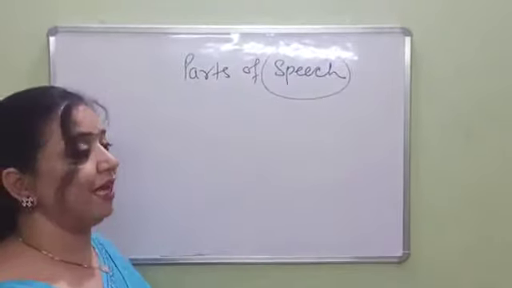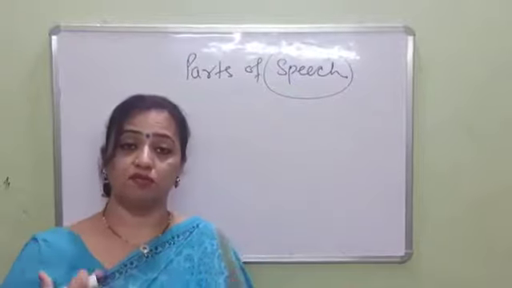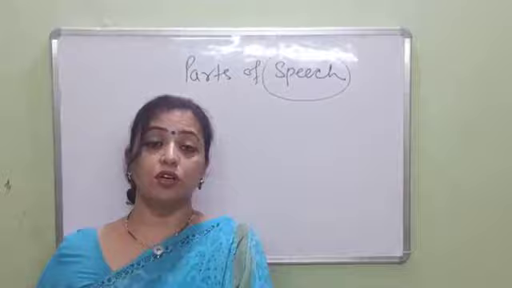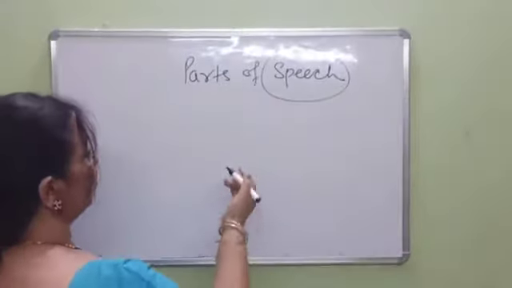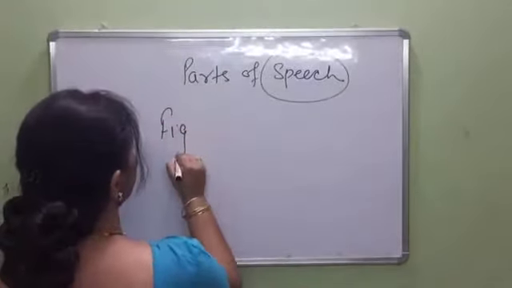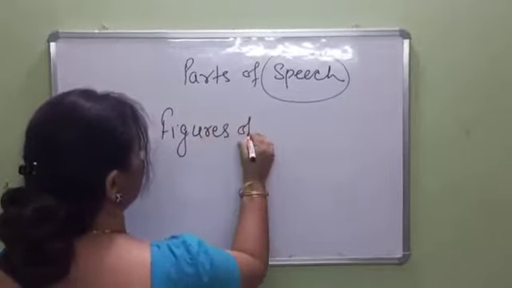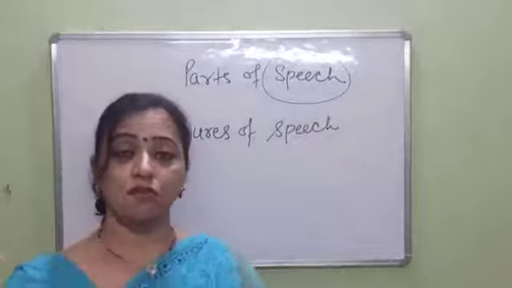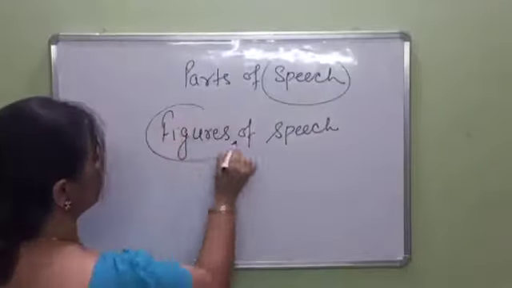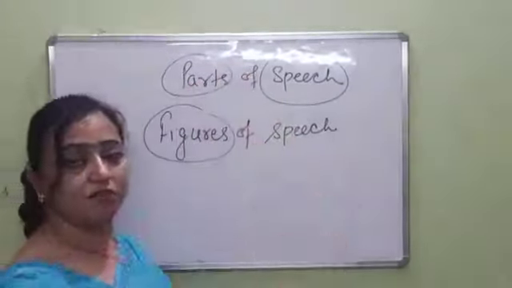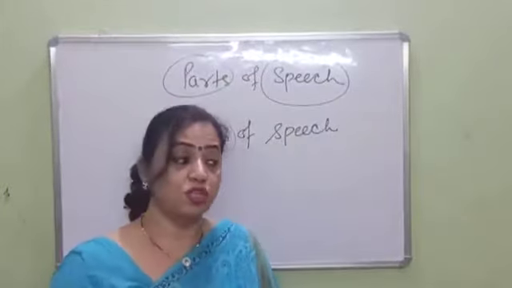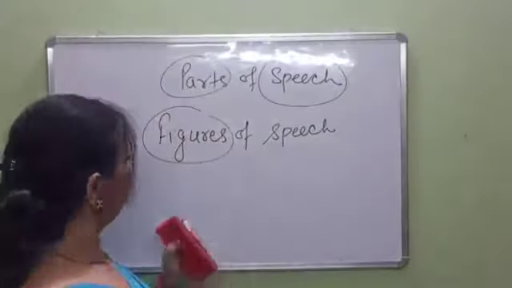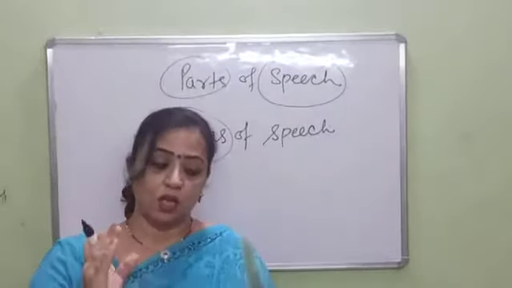I told you, just like a human body has different body parts, and all the parts have different work to do. But today we are going to do another very important part of our language, that is figures of speech. Figures of speech. Now, what is the difference between this and that? That you have already done. You know that there are 8 parts of speech which are the base of our grammar. But today we are doing figures of speech.